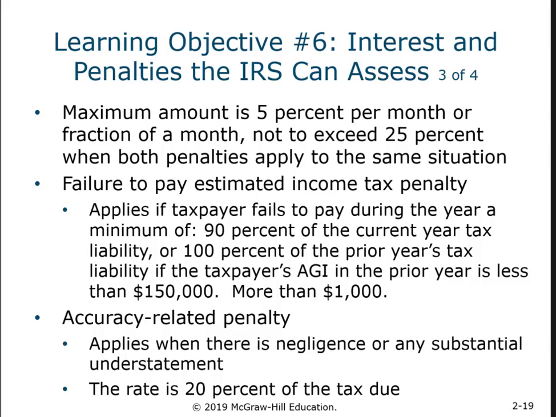90% of the current year's tax, or 100% of last year's tax. So if you say, I don't know what I'm going to owe this year, how do I know what to put in? Well, send in 100% of last year's tax. If your income is over $150,000, it has to be 110% of last year's. They're not going to charge you any penalty if the amount you end up owing after you send some in, and maybe you come up with a pretty close estimate, is within $1,000.